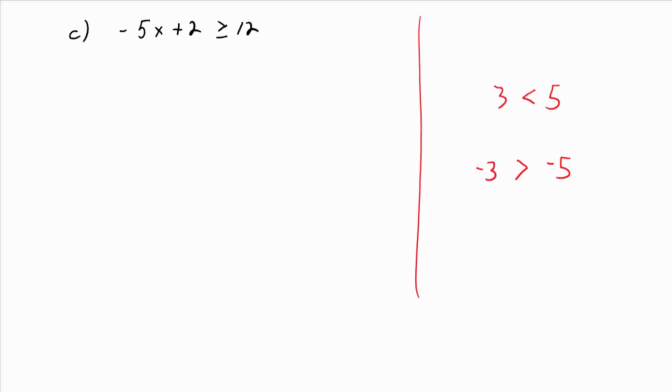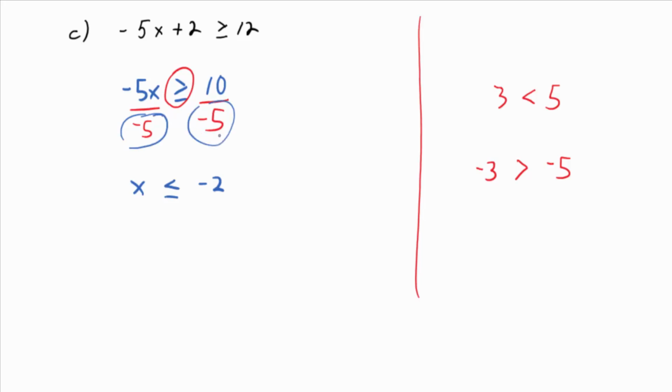Okay, so let's solve this. And remember that little trick. Subtract 2 from both sides, negative 5x is greater than or equal to what? 10. Then you divide both sides by negative 5. Circle the inequality so you don't forget to switch it. And what do you get? x is less than or equal to negative 2. We switched the inequality because we divided through by a negative 5.